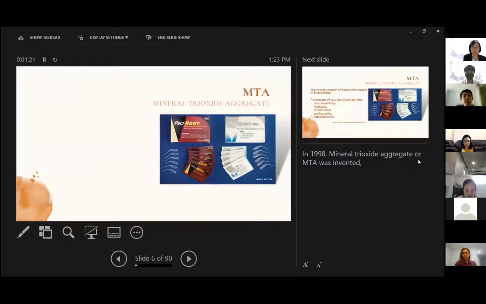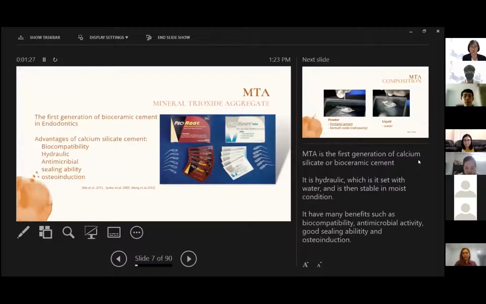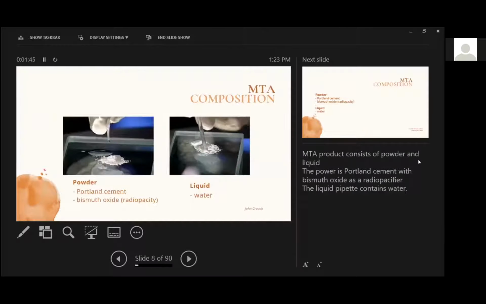In 1998, mineral trioxide aggregate or MTA was invented. MTA is the first generation of calcium silicate or bioceramic cement. It is hydraulic, which is set with water and is unstable in moist condition. It has many benefits, such as biocompatibility, antimicrobial activity, good sealing ability, and osteoinduction.